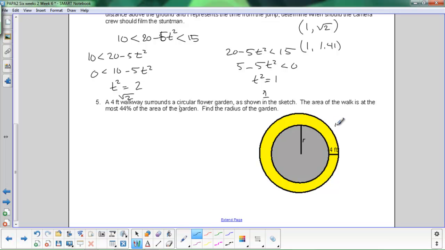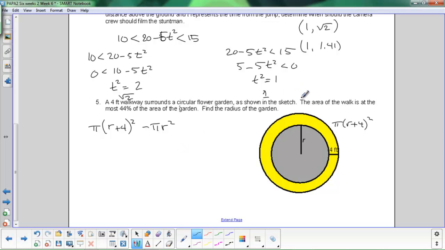So that means the area of the yellow section is going to be pi times r plus 4 squared. And that also means that if you just want the area of the yellow section and not the entire yellow circle, which is covered by the gray one, we are going to need to subtract the area of the gray circle from the area of the larger yellow circle. So you start this by writing the area of the walkway only is going to be this.